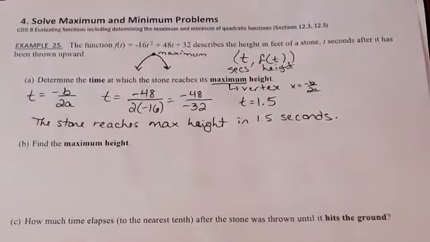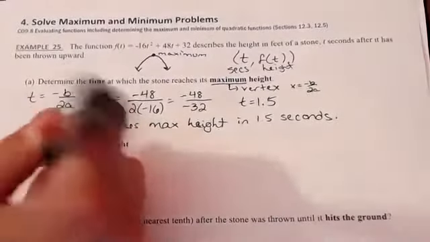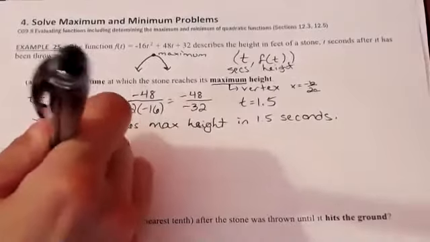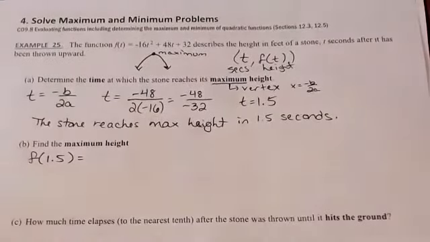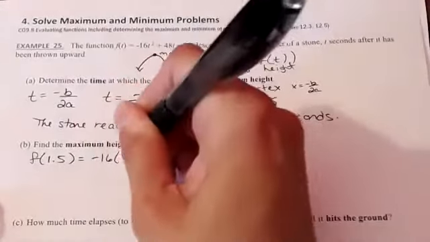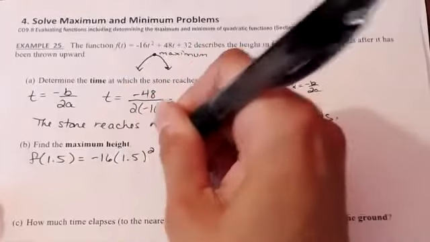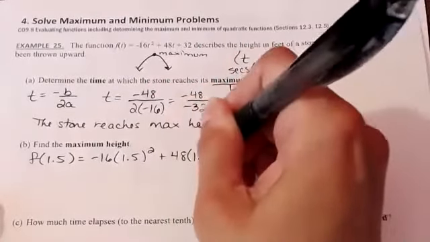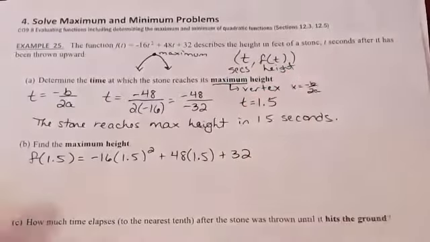Now, the interesting follow-up question is, what is that maximum height? You know exactly how to do this. What would I do with that 1.5? Go ahead, shout it out. Plug it in. Exactly, plug it in. So we have f of t, but t is 1.5. Everywhere we have a t in our function, we're going to replace it with 1.5. So negative 16 times 1.5 squared plus 48 times 1.5 plus 32.